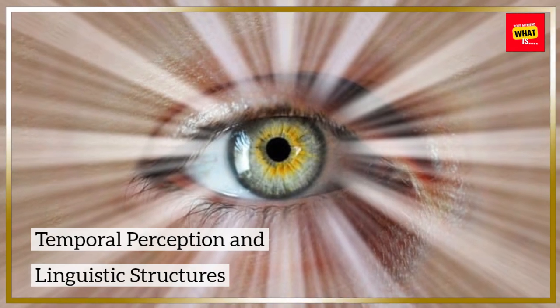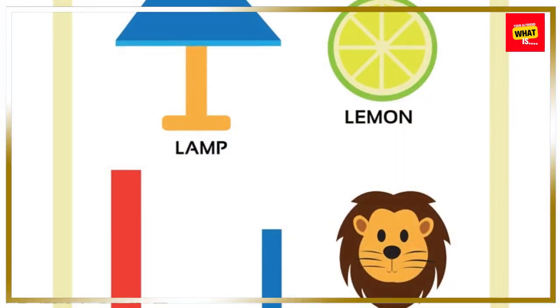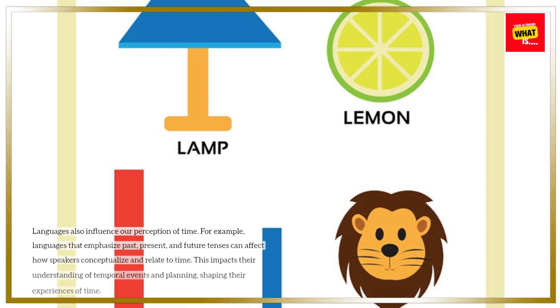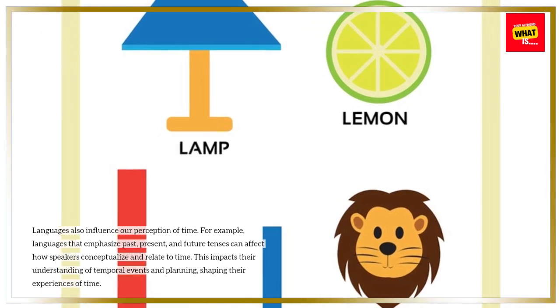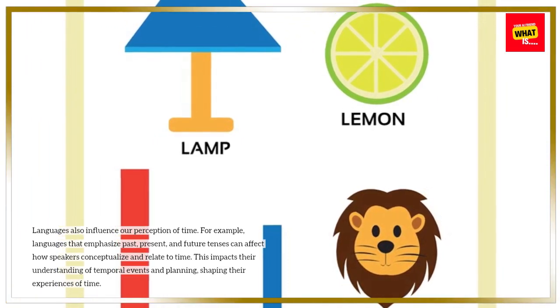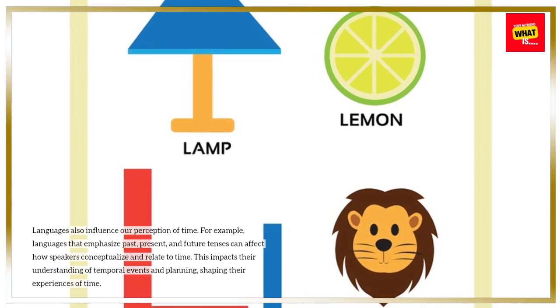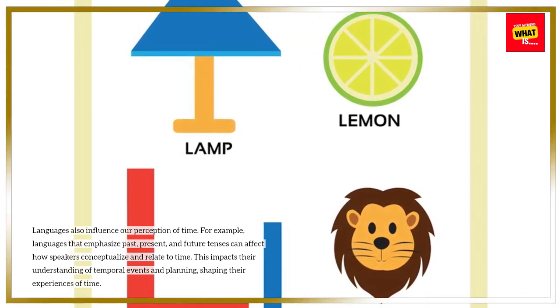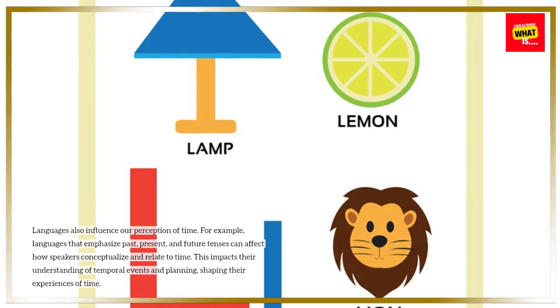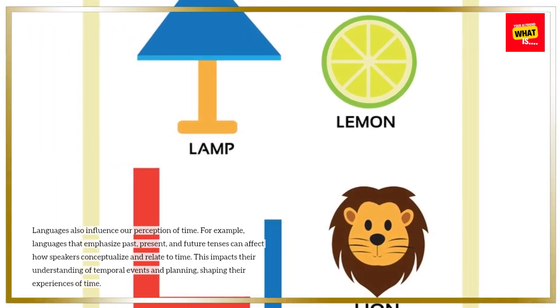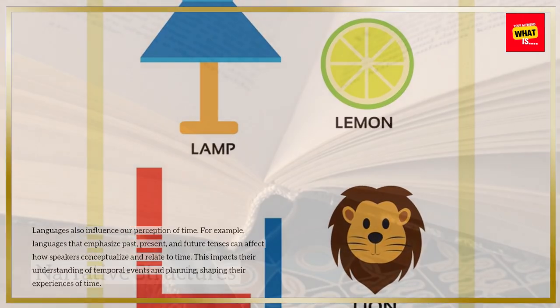Temporal perception and linguistic structures. Languages also influence our perception of time. For example, languages that emphasize past, present, and future tenses can affect how speakers conceptualize and relate to time. This impacts their understanding of temporal events and planning, shaping their experiences of time.